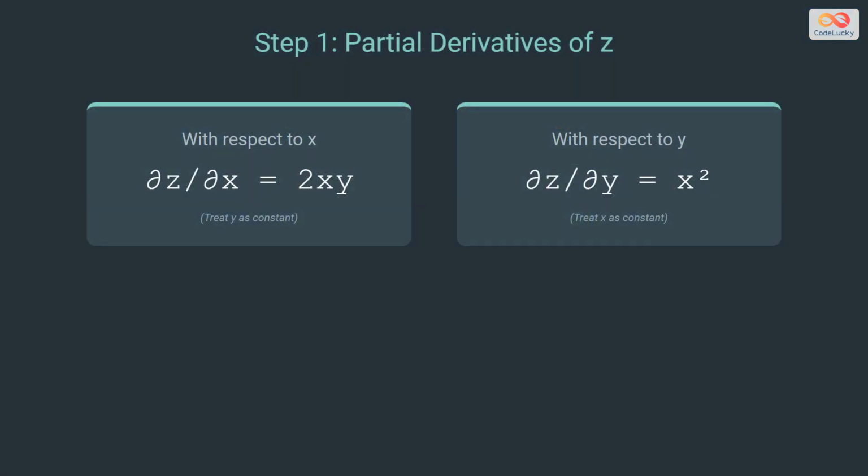First, we calculate the partial derivatives of z. When finding the partial of z with respect to x, we treat y as a constant, giving us 2xy. When finding the partial with respect to y, we treat x as a constant, giving us x squared.